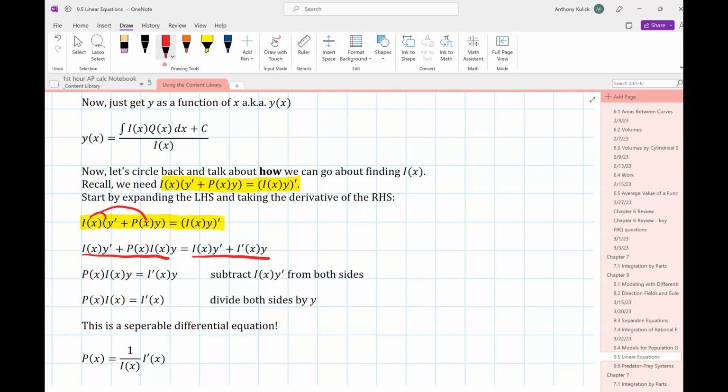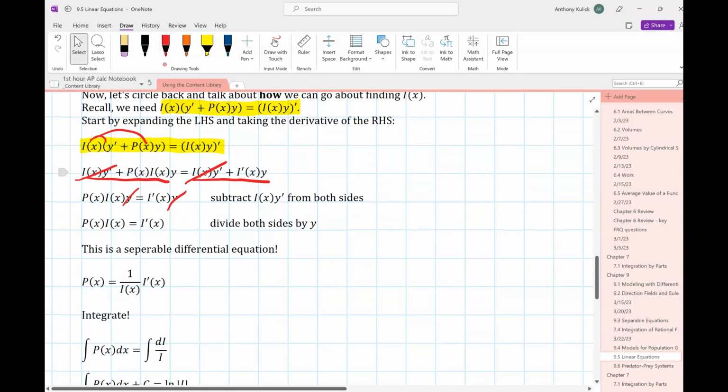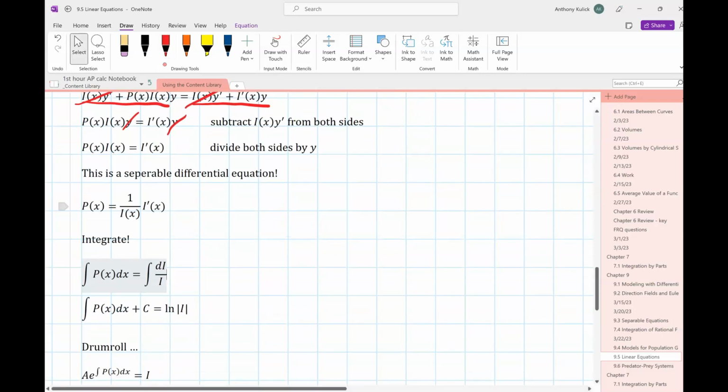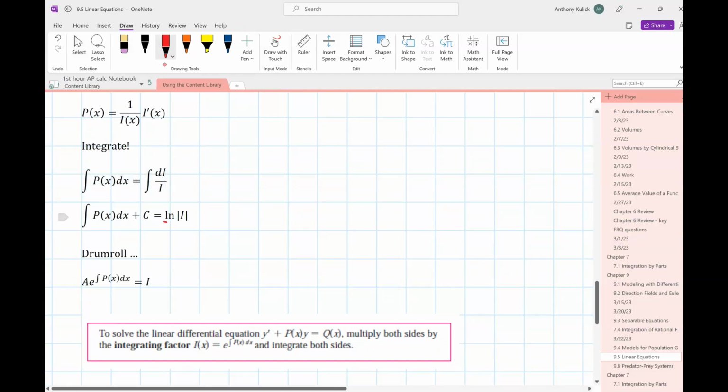So if I notice here, this piece can cancel from both sides. That's great. And if I look at this again, the y's can cancel. And what I have is this, which is specifically like a separable differential equation. So I have p of x times 1 over I of x times the derivative of I of x. I integrate both sides. And yada, yada, yada. What do I get?